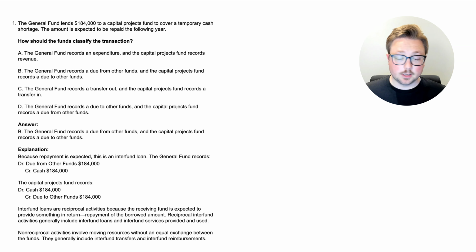So we're learning a little bit about interfund activities here, and some of them are considered reciprocal, meaning that something is given and something is received in return, and usually it's interfund loans and interfund services. However, there are non-reciprocal activities, and these involve moving resources without an equal exchange between the funds. They generally include interfund transfers and interfund reimbursements.